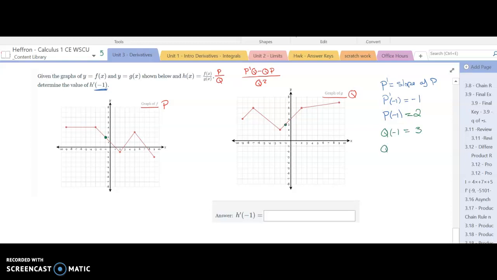And now Q prime at -1. That just means our slope. What is our slope going to be? Well, now we're going over 1 up 1, over 1 up 1. So this slope is 1.